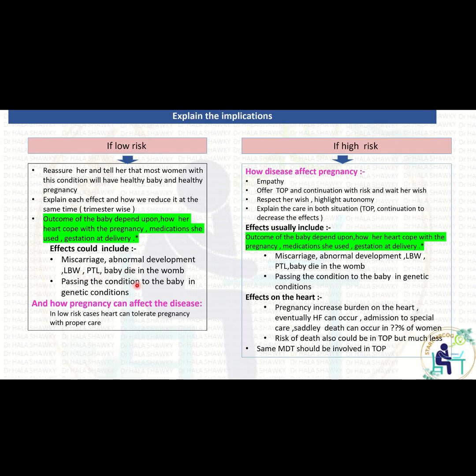If it is a genetic condition, the condition can go to the baby, and we will tell her how the pregnancy can affect her condition. In low risk, the heart can tolerate the pregnancy well with proper care. If she has a high risk condition, it will include the very high risk cases like Marfan syndrome and pulmonary hypertension. So we have to be very empathetic here.